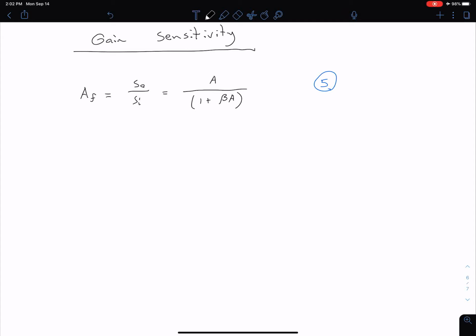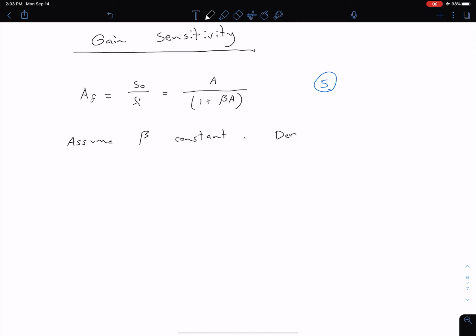Let's take a closer look at the first advantage of our feedback amplifier, improved gain sensitivity. So we're going to start with equation 5 from our previous video. What we're going to do is assume that our feedback transfer function beta is constant, and we're going to want to take the derivative of equation 5 with respect to our A.